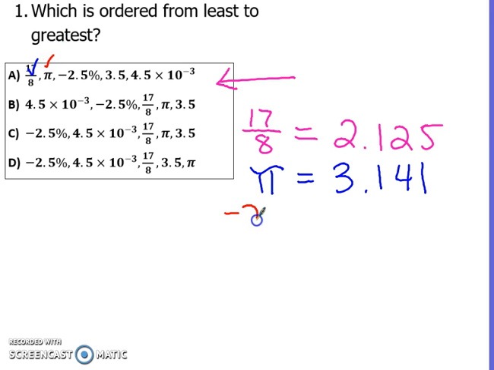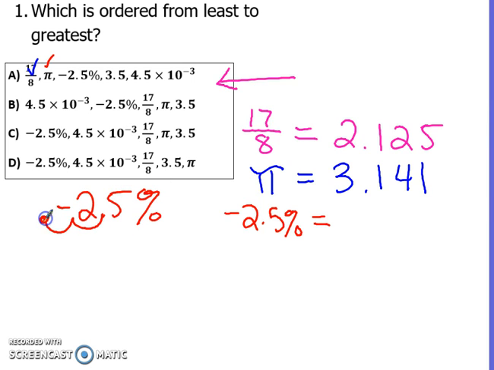Now we have negative 2.5%. Remember, we want to turn them into a decimal. So for negative 2.5%, to turn it into a decimal, we double dip twice to the left. Fill in that 0. So it's negative 0.025.